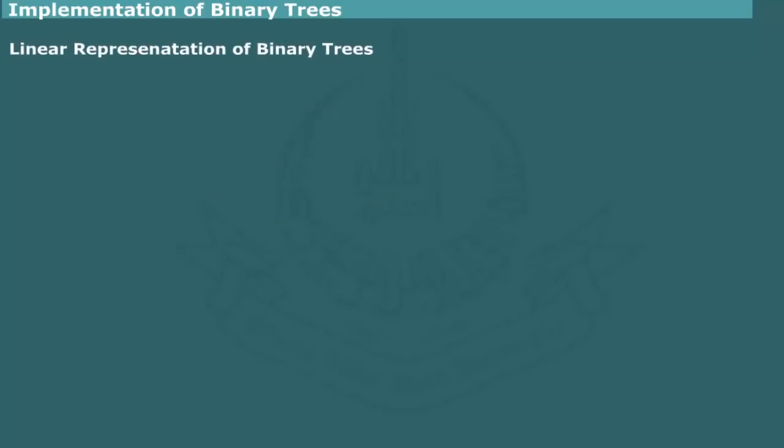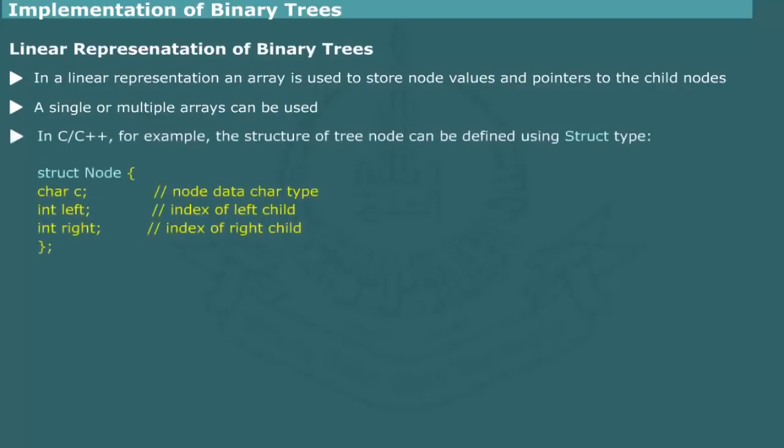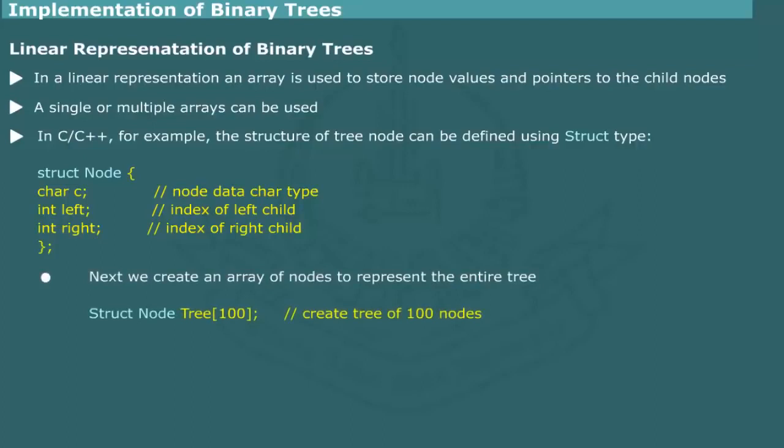Linear representation of binary trees. In linear representation, we store node values and pointers in array cells. To implement the array-based structure, we first define a structure of node in C++, as we use a single array of C++ struct data type. Each struct cell contains data and pointers to child nodes. Then we create an array of nodes to represent the entire tree.